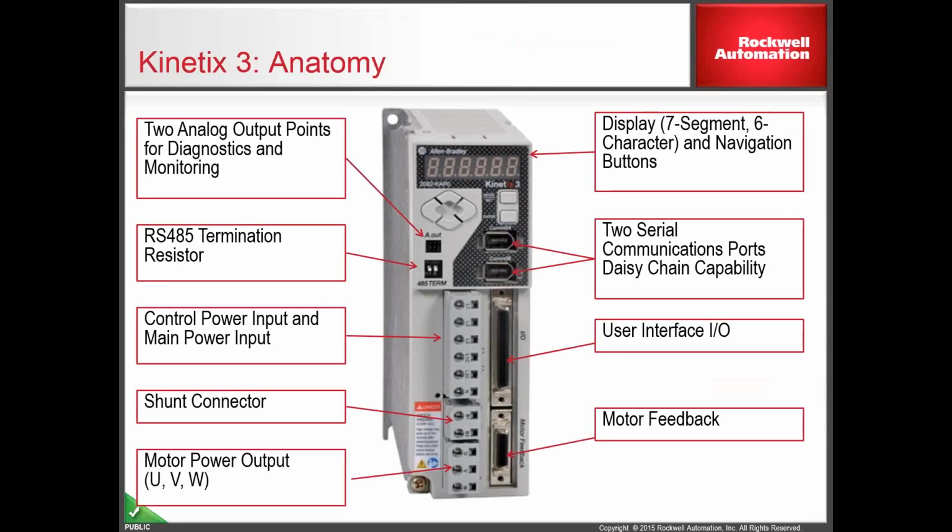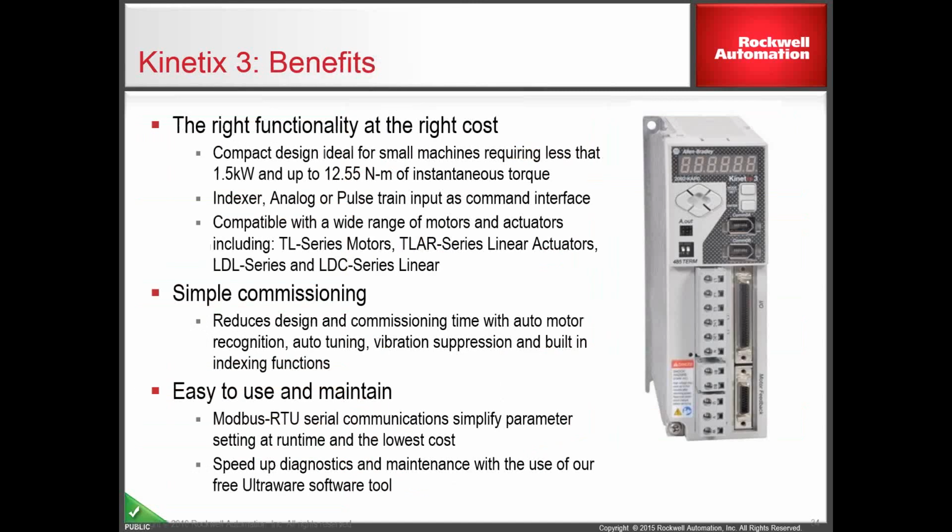So this is Kinetix 3, which is motion, and it has a 7-segment display and 2 serial communication ports, which can have daisy chain capability on Modbus. There are PLCopen motion function blocks available, which can communicate directly with the controller. The motion function blocks are readily available in the controller. It is up to 1.5 kilowatt and 12.5 Newton meter torque. So it can be used with a Micro 800 controller.